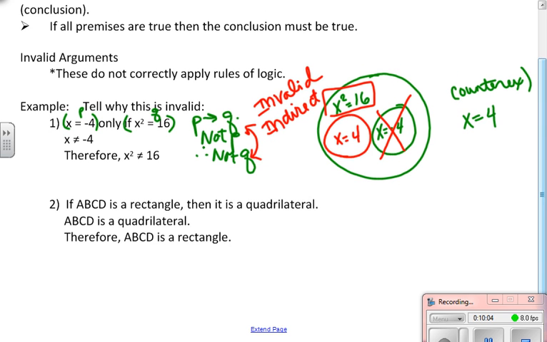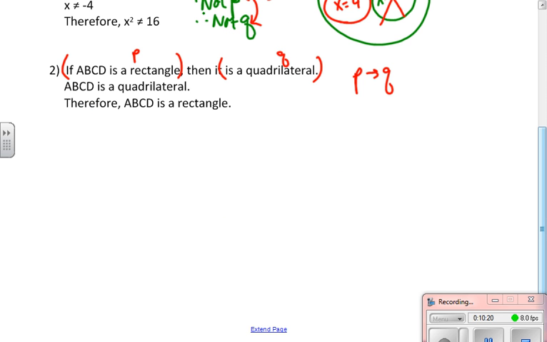In the next one, if ABC is a rectangle, then it is a quad. ABC is a quad, therefore it is a rectangle. So here's my P, here's my Q, so I have P implies Q. ABC is a quad, so I'm going to say Q happens, therefore P happens, is what the words say.